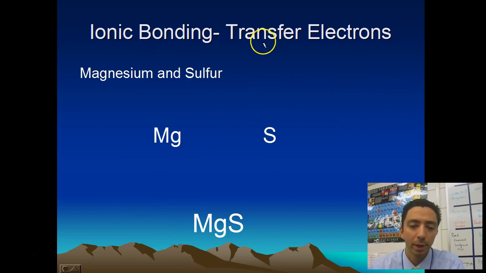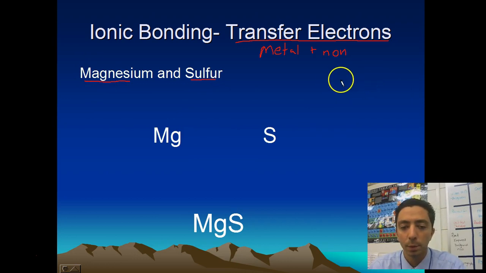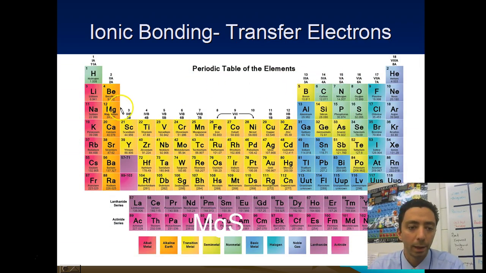Ionic bonding. This is a transfer of electrons. We're going to be transferring electrons here. Anytime there's an ionic bond happening, it's going to be between a metal and a non-metal. It is the only circumstance you can have an ionic bond. So the 2 we're going to do are magnesium and sulfur. Let me pull up the periodic table quick here.